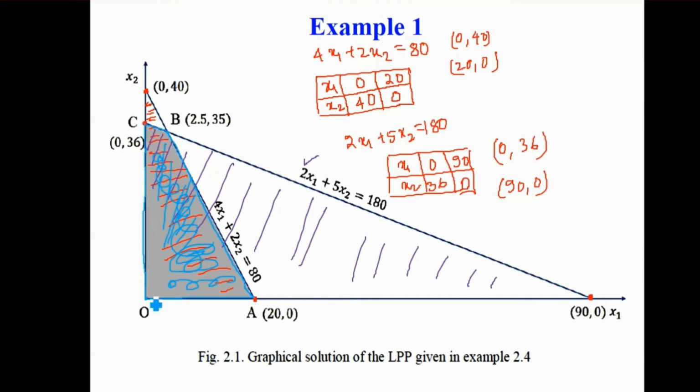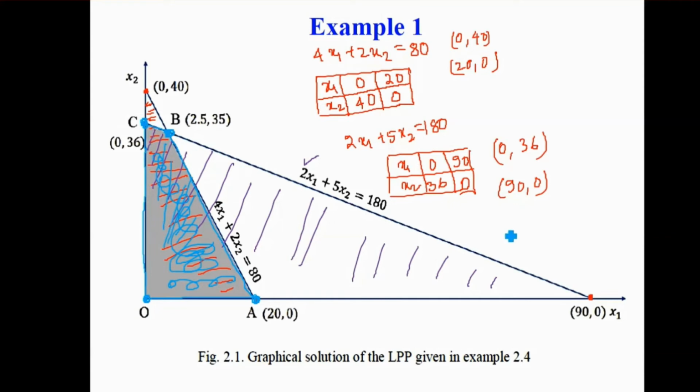Now if you see, this region is nothing but a convex region, because if you take any 2 points in or on this region and draw a straight line, it will be in or on the region. That's why it is a convex region. Now the end points are what? This B is one end point, O is one end point, A is one end point. O, A, C are easy to find out, but how to find B?